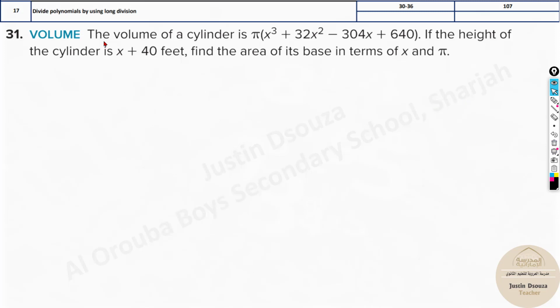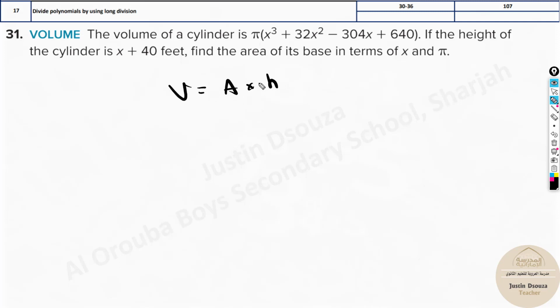Now the next problem here. The volume of a cylinder is given by pi into this term. If the height of the cylinder is so much, find the area of its base in terms of x and pi. Now, what is the area formula in terms of volume and height? See, I will write area into height is equal to volume. We know this is the formula, right?